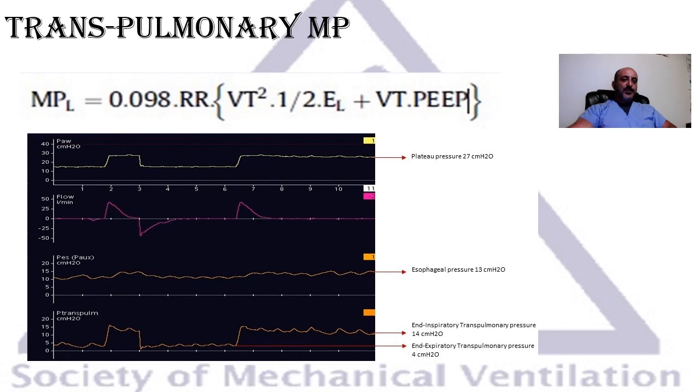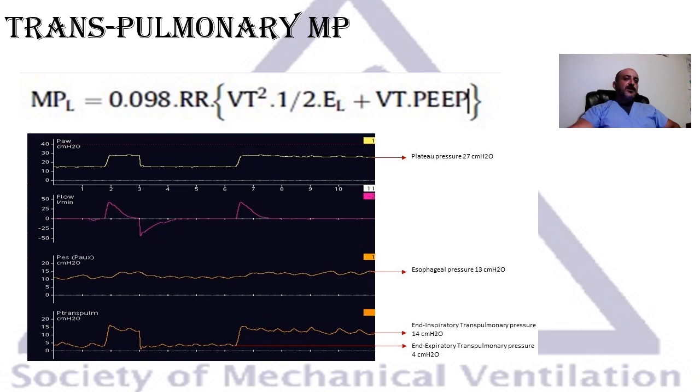We know that the end inspiratory transpulmonary pressure is the difference between the plateau pressure after an inspiratory pause and the esophageal pressure. For this example, the airway pressure is 27 and the esophageal pressure is 13, so that gives you an end inspiratory transpulmonary pressure of 14. This patient is on a PEEP of about 15 or 16, I can't really see very well. The esophageal pressure here was about 11, so the end expiratory transpulmonary pressure was 4.